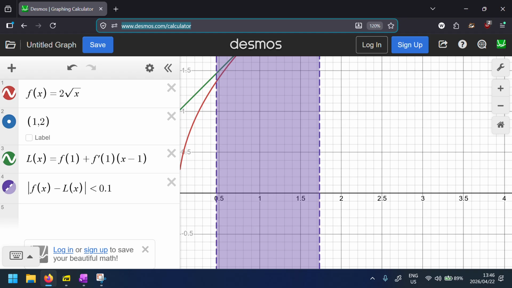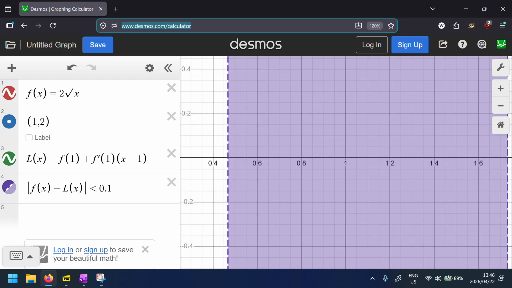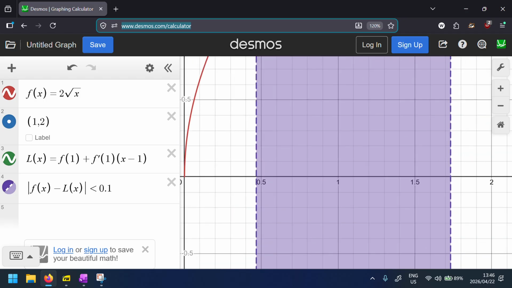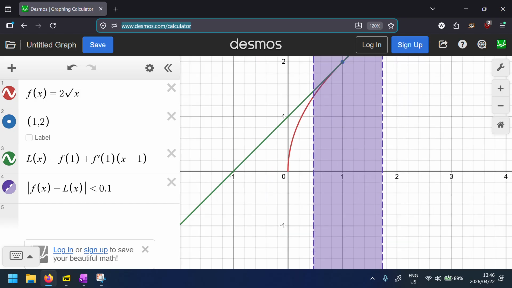What did you get? 0.46. Yep, that looks about right. So it's a bit less than 0.5. Yeah. So that's the lower bound for the x values, and the upper one? 170. Yeah, that looks about right, somewhere over there.